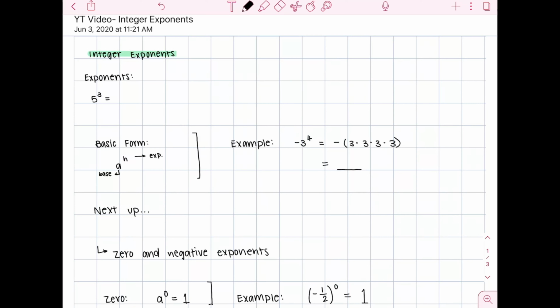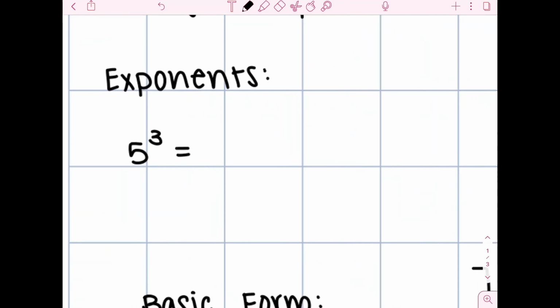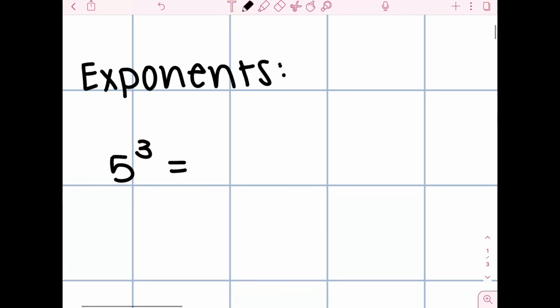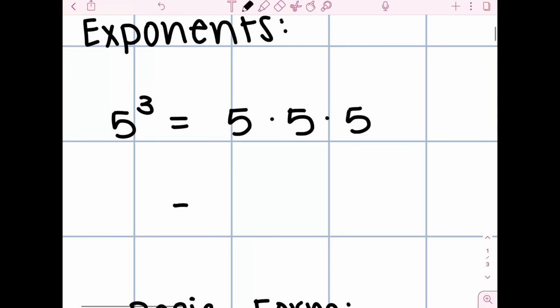Today we're going to be talking about integer exponents. So let's start off with this problem, 5 to the power of 3. To simplify this, our exponent is 3, so we're going to be multiplying 5 by itself 3 times. So 5 times 5 times 5, which is also equal to 125.